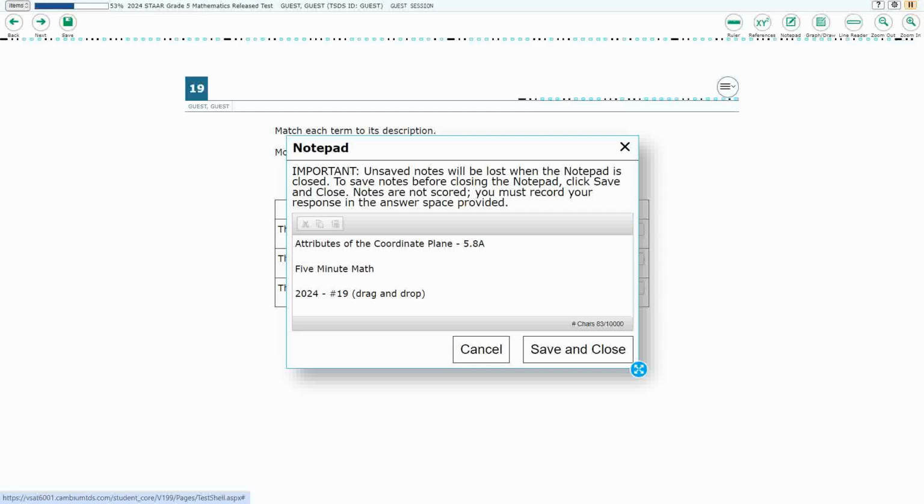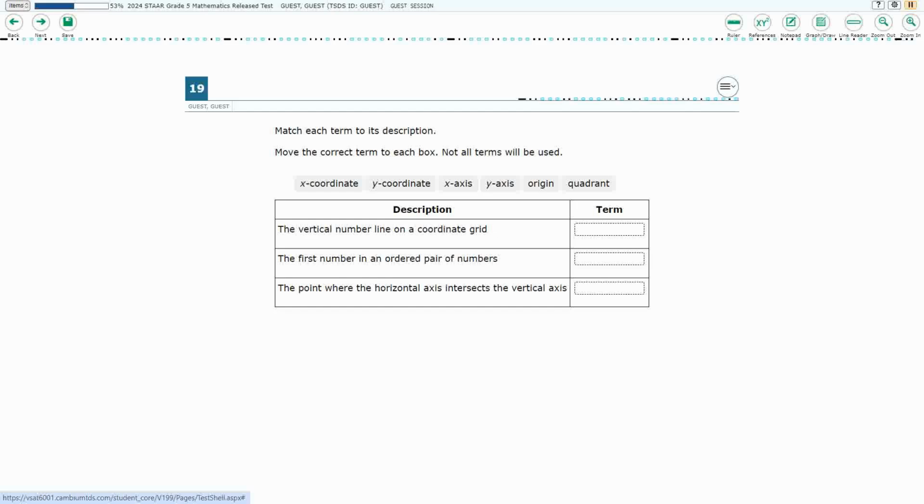Today we are looking at the 5th grade concept of attributes of the coordinate plane. This is standard 5.8a in the great state of Texas, and we are using item number 19 of the 2024 released STAAR test. This is a new item type called drag and drop, and if you haven't done so already, please go ahead and take a moment to pause the video, work this problem out on your own, unpause it, and we will look at our answers together.